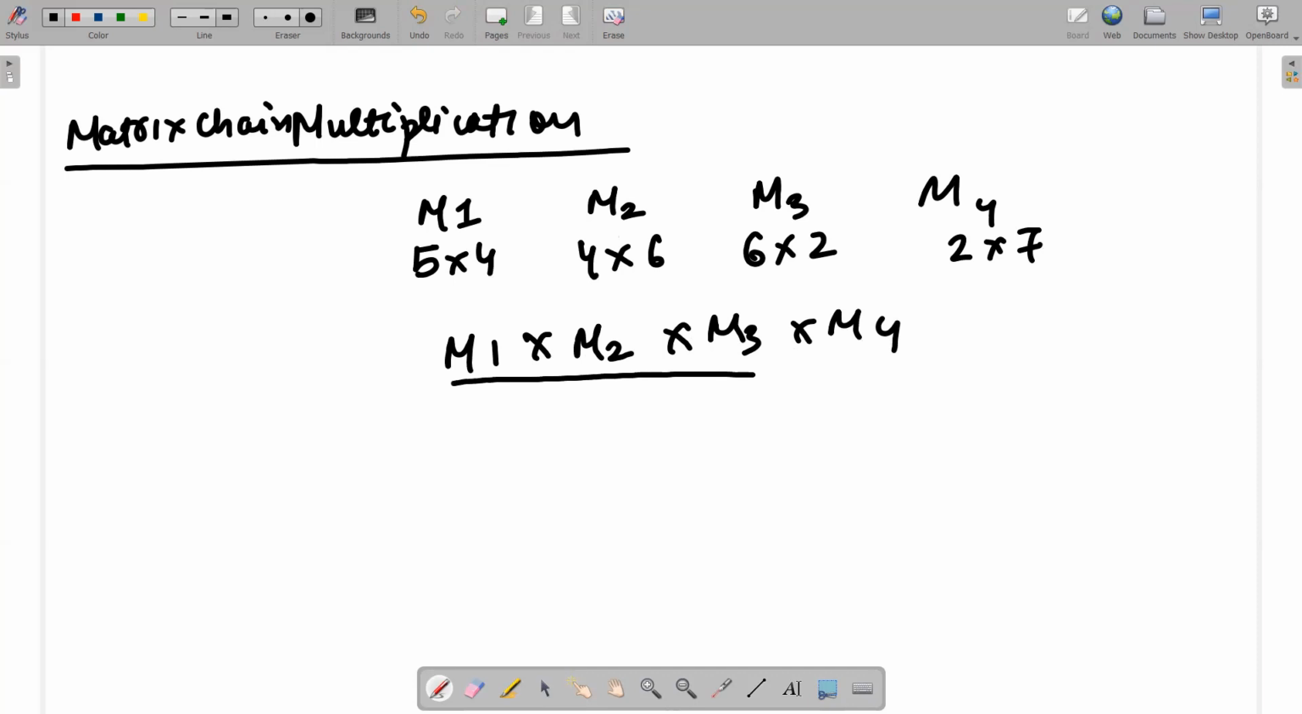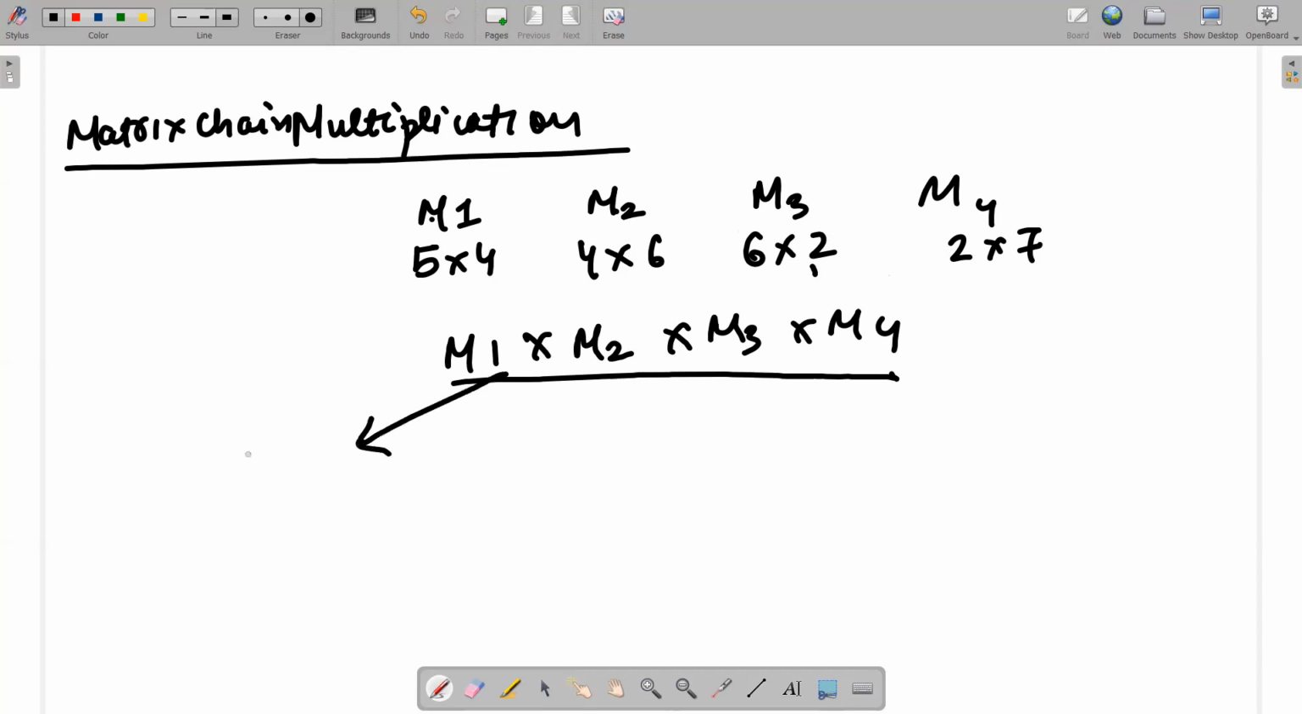This can be done in various ways. Firstly, we have to check the feasibility. M1 is multiplied with M2 only if the column of the first is equal to the row of the second. M2 and M3 are also multipliable because the column of the second is equal to the row of the third. And M3 is also multipliable with M4 because the column of M3 is equal to the row of the fourth one. So M1, M2, M3, M4 can be multiplied. Yes, it is possible, but there are many chains that we can form.